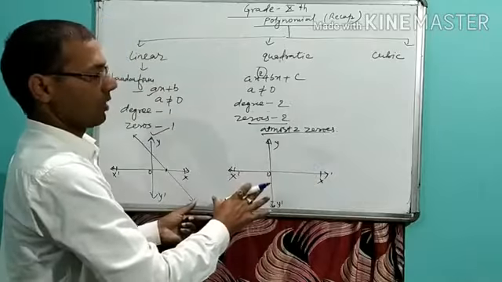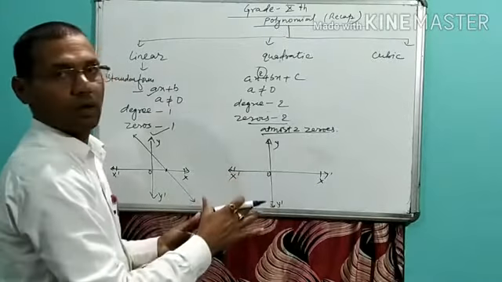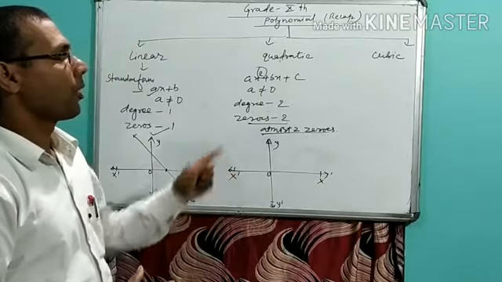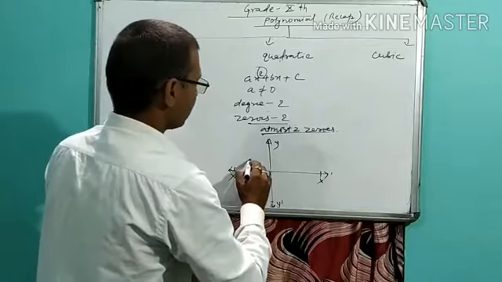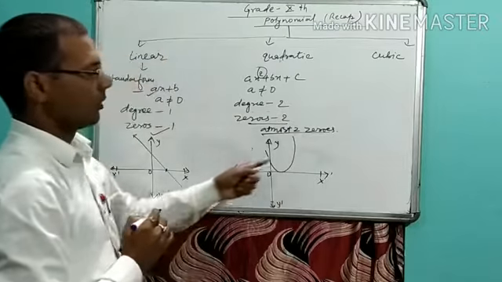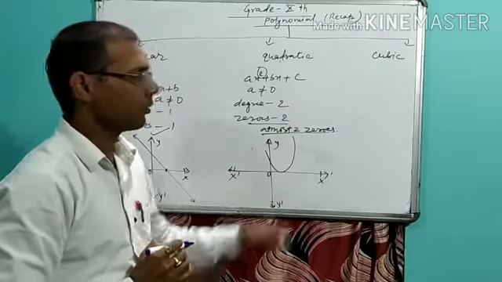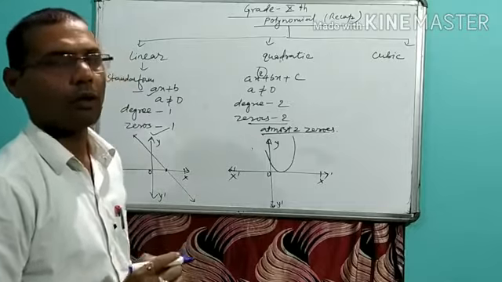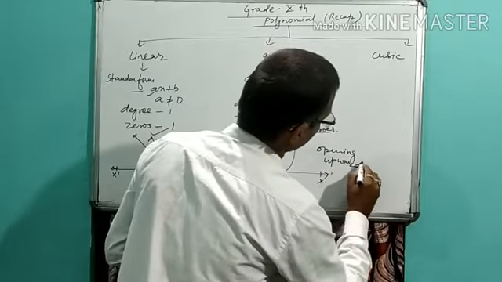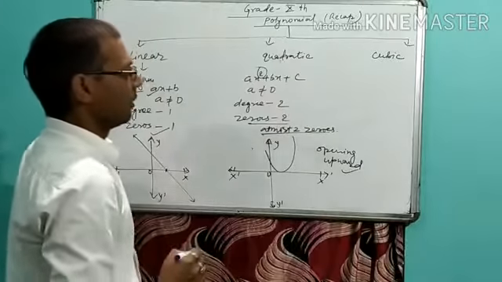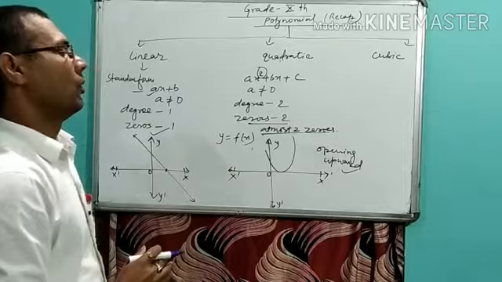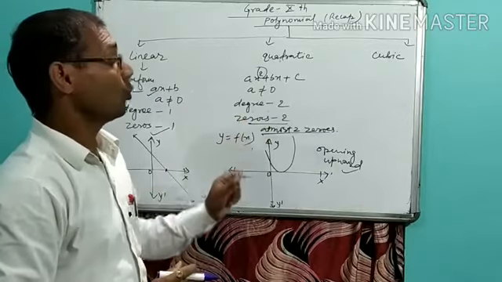You know it is a Cartesian plane. Here 4 quadrants: first, second, third, fourth. Now I am going to show you which type of graph will be of the quadratic polynomial. Suppose just this type of graph, an upward curve, opening upward. Suppose here y is equal to f(x). Its degree is 2.